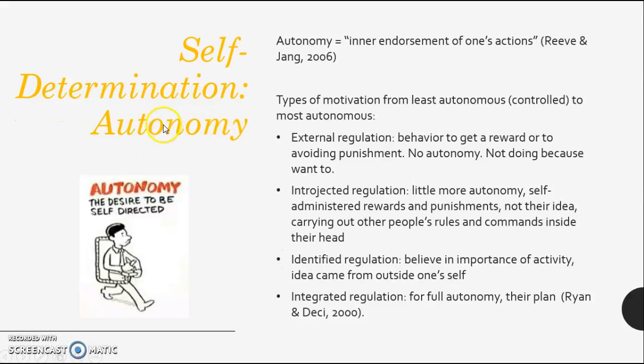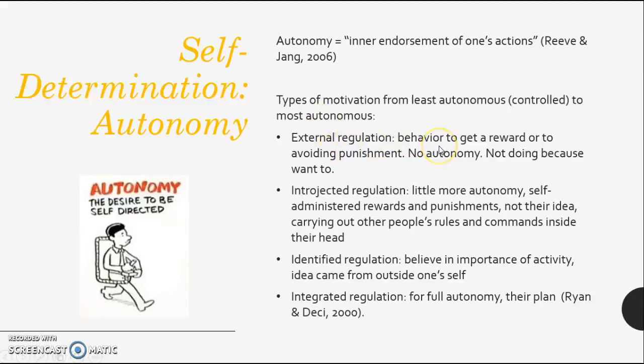So let's look at autonomy. Autonomy in the self-determination theory refers to an inner endorsement of one's actions. So believing in and owning one's actions. So Ryan and Deci offer this model for the different types of motivation, from least autonomous or most controlled to most autonomous.